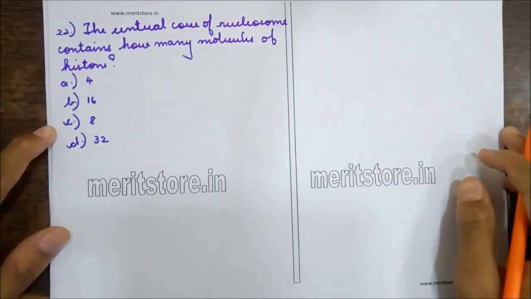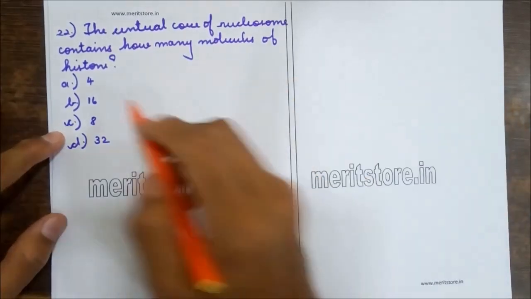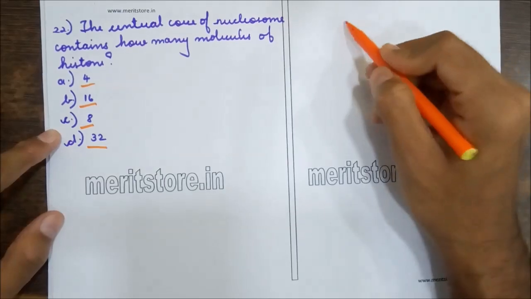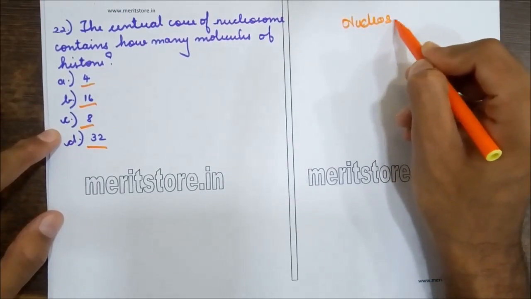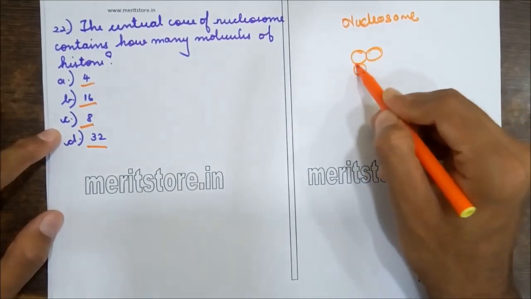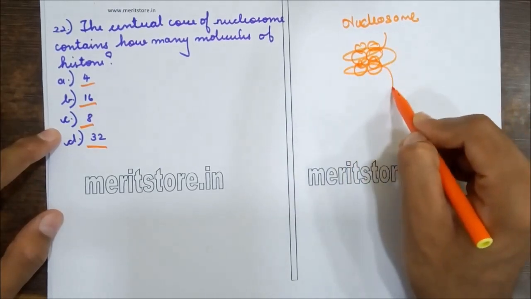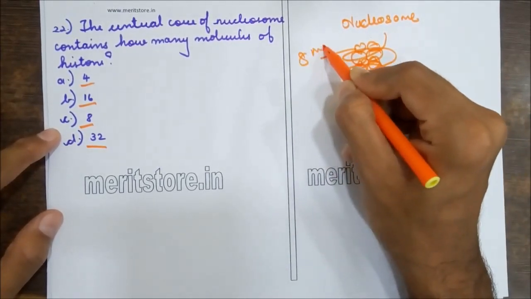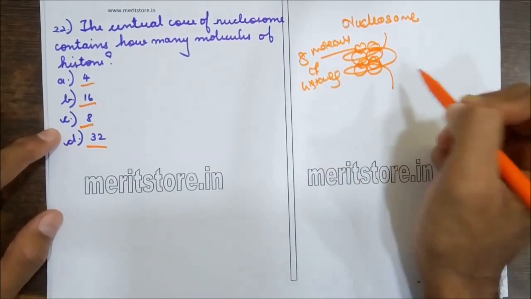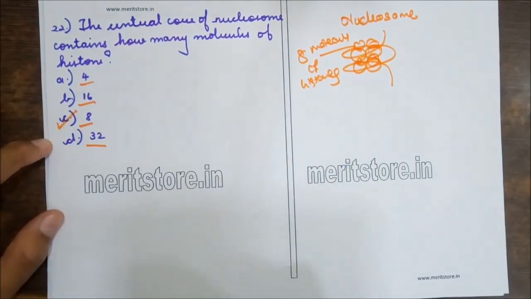Question number 22. The central core of nucleosome contains how many molecules of histone? Option A 4, option B 16, C 8, and option D 32. Again, nucleosome is an octamer of histones around which the DNA is wrapped. So there are 8 molecules of histones which are wrapped around that. So option C is the correct answer.